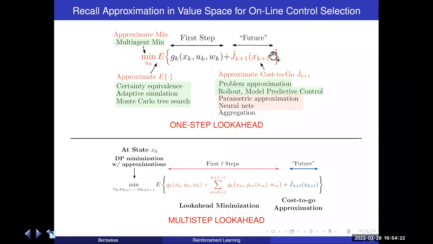And there are a number of methods that we have discussed for computing J tilde: problem approximation, rollout, model predictive control. Today, we're going to talk about this pink stuff here. And in the next lecture, we're going to talk about aggregation, among others. For approximating the expected value, we have discussed the use of certainty equivalence, adaptive simulation, Monte Carlo tree search, and a special case of approximate minimization, which, however, has solid guarantees, is multi-agent. It's a simpler minimization, but it doesn't lose much, if anything, in performance. So this is for one step look ahead.